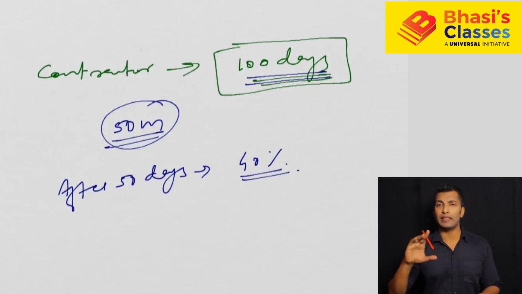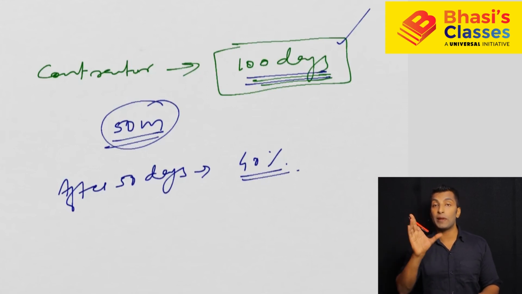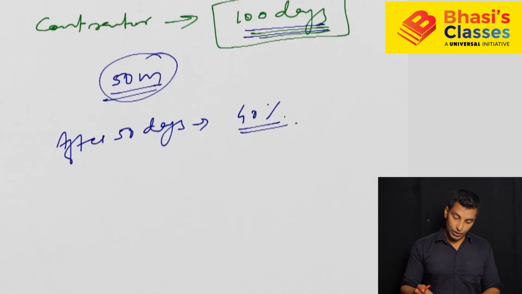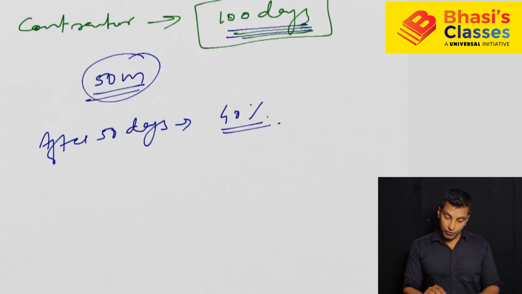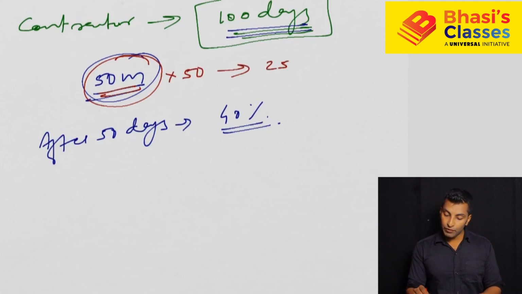So the question can be anything. Now you need to add more men, then only you can complete in 100 days. With this many men you cannot complete it. So how many more men do you need to complete the work in 100 days? So what do you need to do here? 50 men working for 50 days. How many man days? 50 men into 50 days, so 2500 man days.